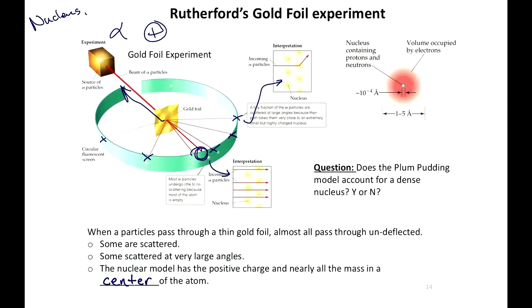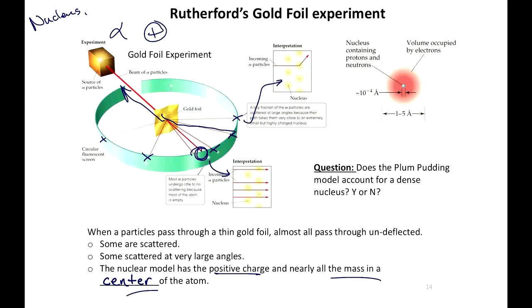We can also discern one more thing about the nucleus. Sometimes the alpha particle was deflected away. All right, so if an alpha particle is positively charged and it gets deflected away, that implies it's being repelled by something. So that tells us the charge of a nucleus. What does the charge of the nucleus have to be for that alpha particle to repel away? Positive, all right? So we were able to get a ton of information here: the nuclear model, positive charge, all the mass is at the center of the atom.